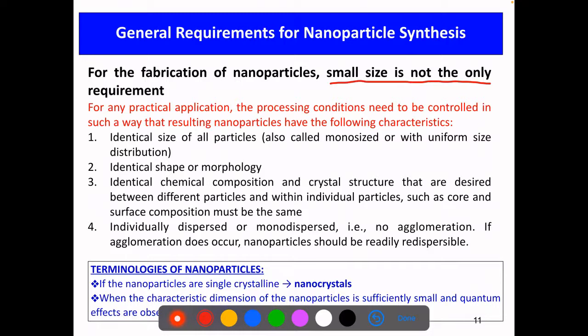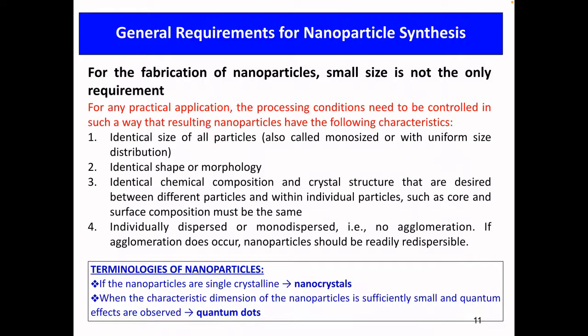This is what we're trying to do as researchers, as technicians, as nanotechnology engineers, whatever you want to be. These are the properties that you want to control in your nanoparticles. So the first one is you have to decide if you want to have an identical size of all particles, okay? And the approach that you take for your synthesis has a huge effect on the particle size distribution of your nanoparticles. So you have to decide if you want to have a wide particle size distribution or a narrow particle size distribution, okay?